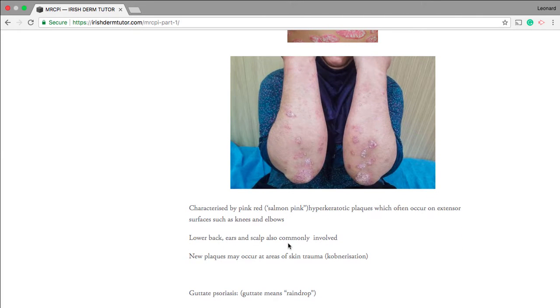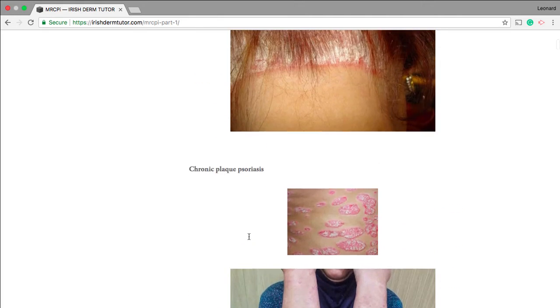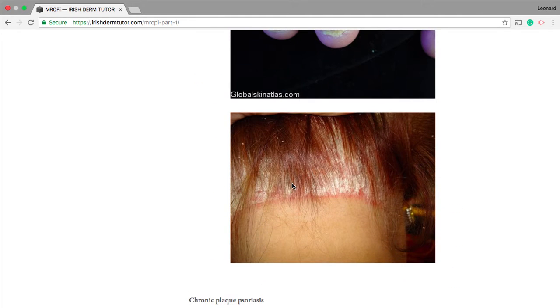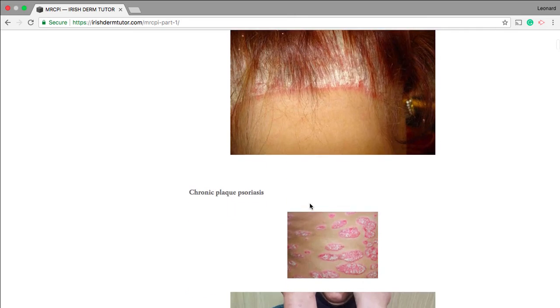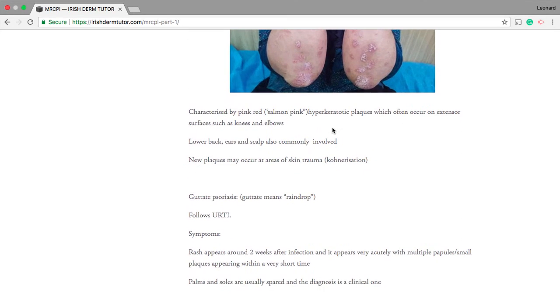As I mentioned, often it's the extensor surfaces of the elbows and knees that are affected. However, other common areas that we can see affected are the lower back, the ears, and the scalp. Here we can see psoriasis involving the scalp, and we've got this kind of pinky red base with a large build-up of scale. This can cause the patient quite a bit of distress and also a lot of embarrassment. And psoriasis in the scalp can also be very itchy at times.